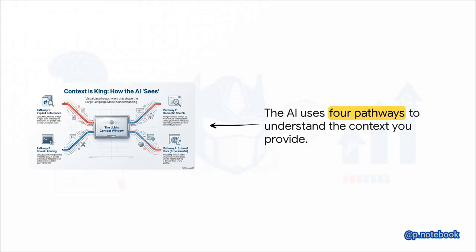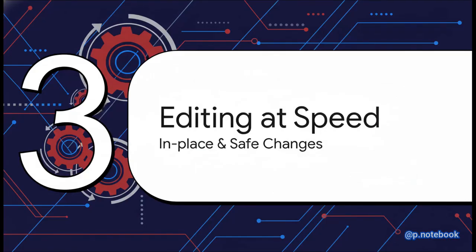So you might be wondering, how does the AI actually see all that context you're giving it? Well, it's got four different pathways. It uses your explicit # references for sure, but it also does this really smart semantic search across your whole codebase. It uses agents like @terminal to understand what domain it's working in. It can even pull from external data. All of this comes together to build this incredibly rich picture of what you're asking for. Okay, so now we know how to have a great conversation with the AI.